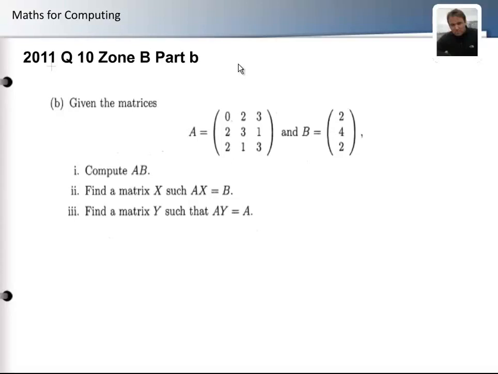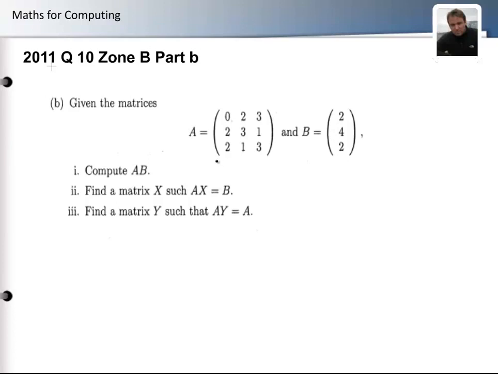So in this part of the presentation we are going to look at the second part of 2011. Now we have two matrices here: compute A times B, find a matrix X such that AX equals B, and find a matrix Y such that AY is equal to A. Right, so I'll just do the first one first.